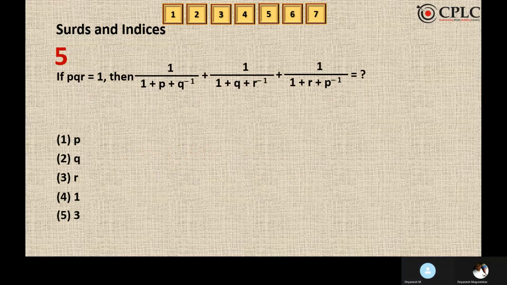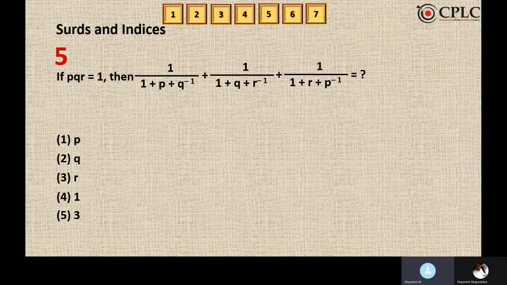Fifth one, if PQR is equal to 1, then find the value of this expression. The idea here is that there is a pattern that is repeated: all the numerators are 1, and all the denominators have a very specific form, 1 plus some variable plus the inverse of some other variable, continuously, one by one for each of the variables P, Q, R respectively. And there is a plus in between. Whenever such a pattern repeats, they are called cyclic expressions.